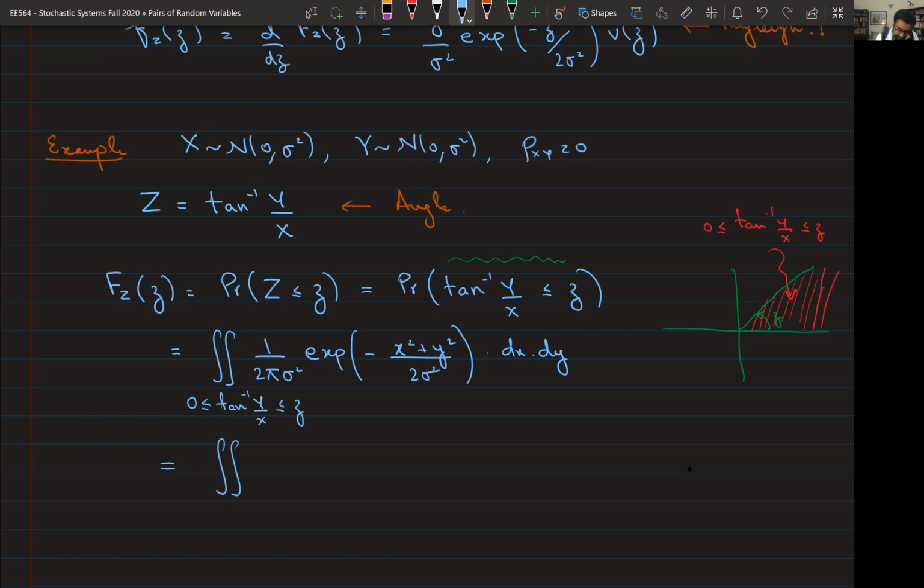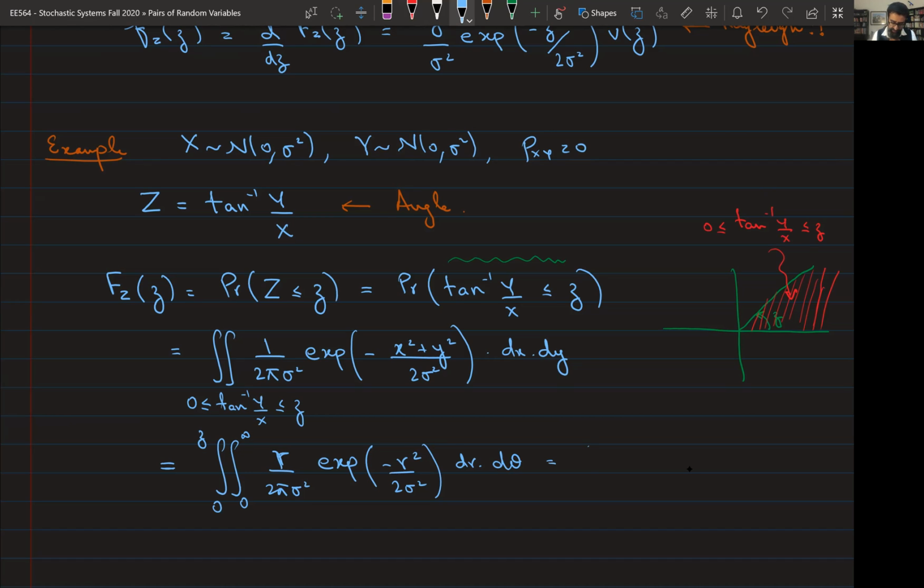I have 1 upon 2 pi sigma squared, e raised to power minus r squared by 2 sigma squared. I'm going to pull out r here. This is dr, d theta, and this is r here, right? So dx dy is r times dr times d theta. Okay. As far as the radius is concerned, radius goes where? Radius goes from 0 to infinity, and theta goes from where to where? 0 to z. Okay, so that's an integral I need to solve now, right?